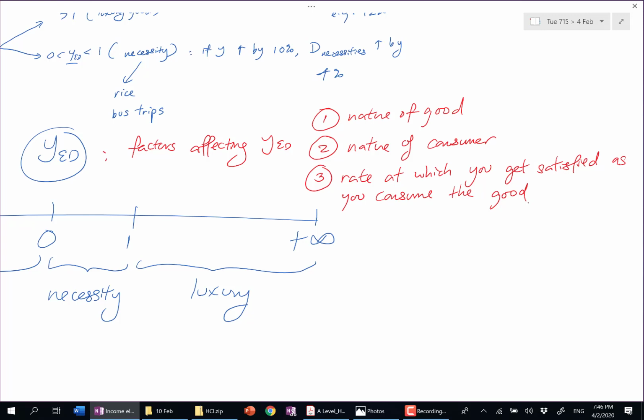Any questions? Yes? But the factors are purely based on the consumers and not external factors like unemployment? Yes, it's not. Because why?